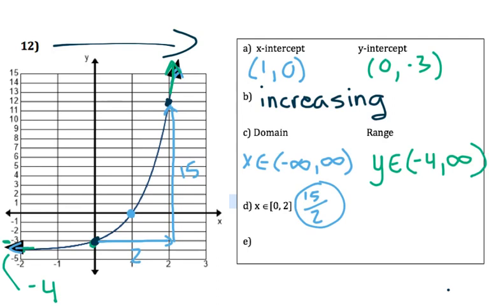And then E, we're looking for the equation of the asymptote. This does have an asymptote because it's an exponential. And our asymptote is here at the bottom, where it continues to get closer and closer to -4, but doesn't reach it. So the equation is y equals -4.